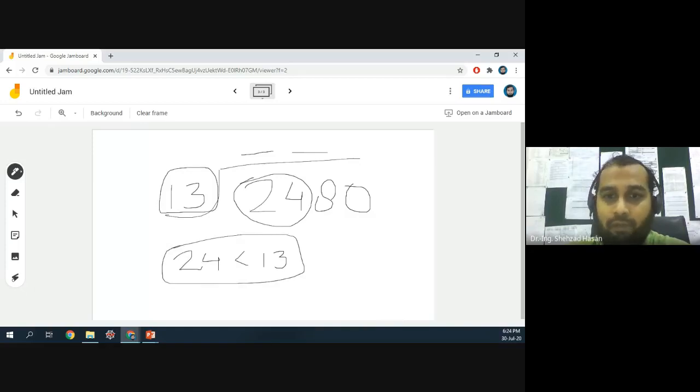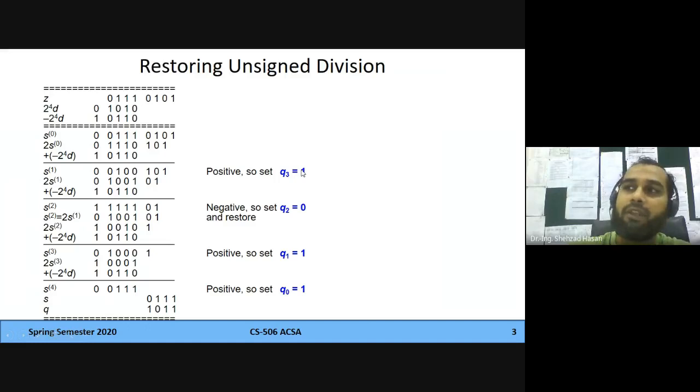So let's come back to our problem here. Let's take a very first example of unsigned division. All of these are positive numbers, and we have a right shift algorithm over here. Remember, when we were talking about multiplication, we said we had a right shift algorithm or a left shift algorithm. In division, we only have a left shift algorithm.